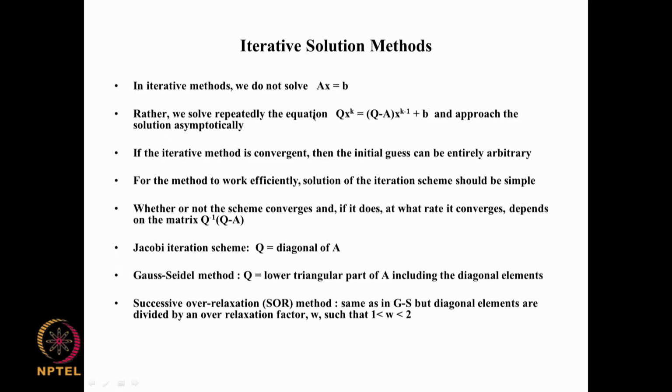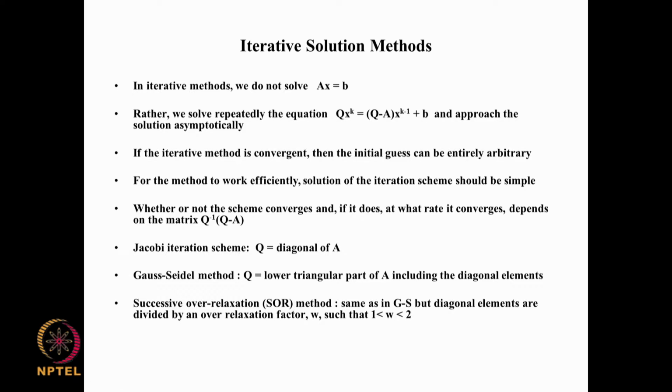In seeking an iterative solution like this, obviously we want this to be convergent. That is the first condition that this method should satisfy for it to work. Secondly, it should be easy to solve because we are solving it many times, and thirdly it should converge fast. Even though it is easy to solve, if it takes a huge number of iterations to converge, then the overall computational time becomes very large. And finally, finding Q should not be expensive from a computational point of view.